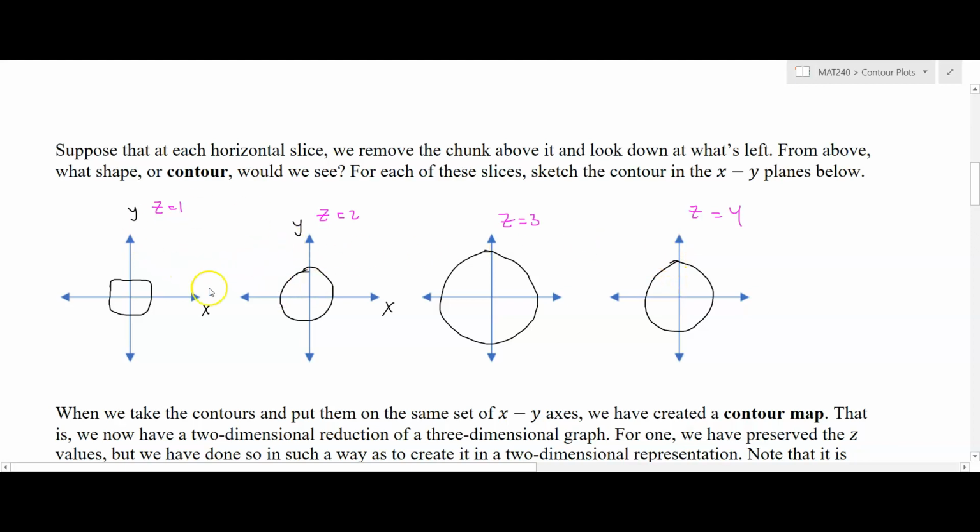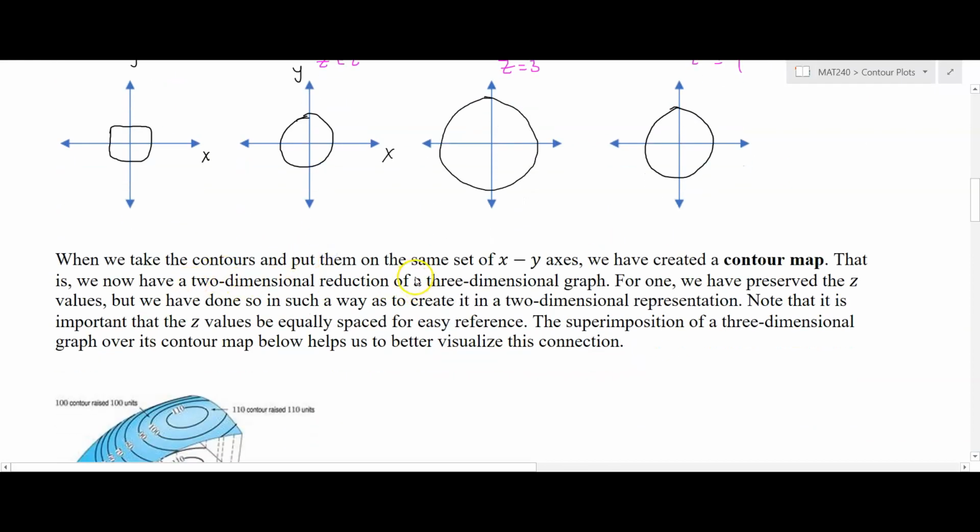Now, typically what we want to do with these are called contours, and a contour is what happens whenever you take these horizontal slices and you look down at the surface and try to visualize what you would see. And that is described as a contour when it's in the xy plane. When we take the contours and put them on the same set of xy axes, we have created a contour map. That is, we now have a two-dimensional reduction of a three-dimensional graph.